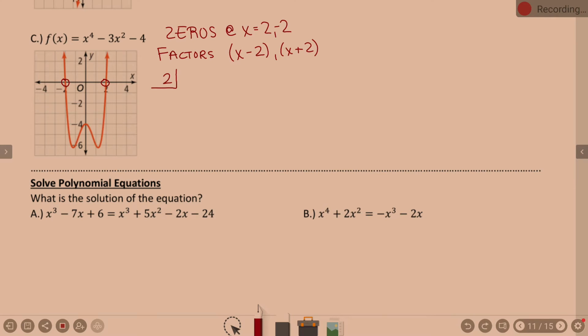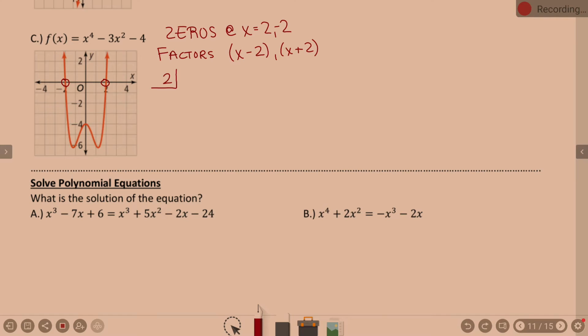If I put 2 in the box, what's the row of numbers beside it? 1, 0, -3, 0, -4.